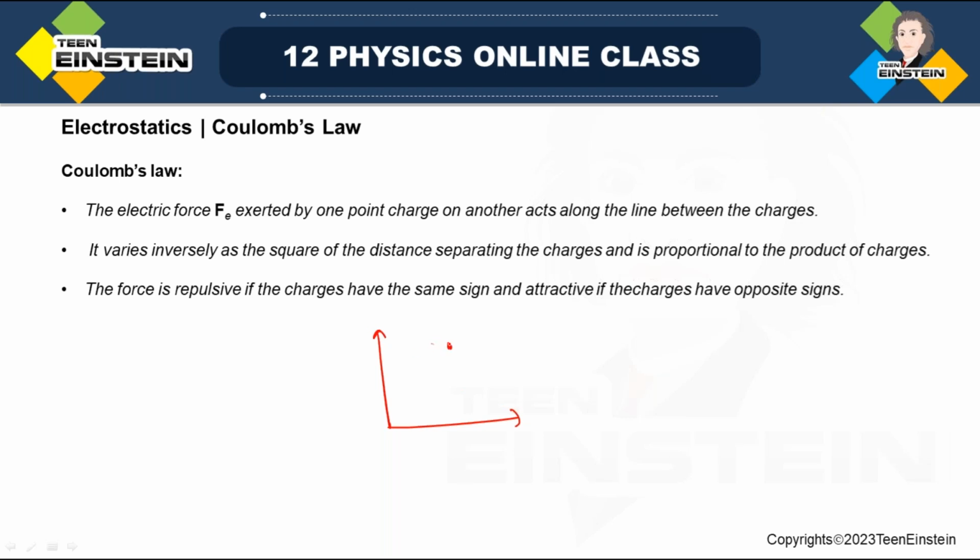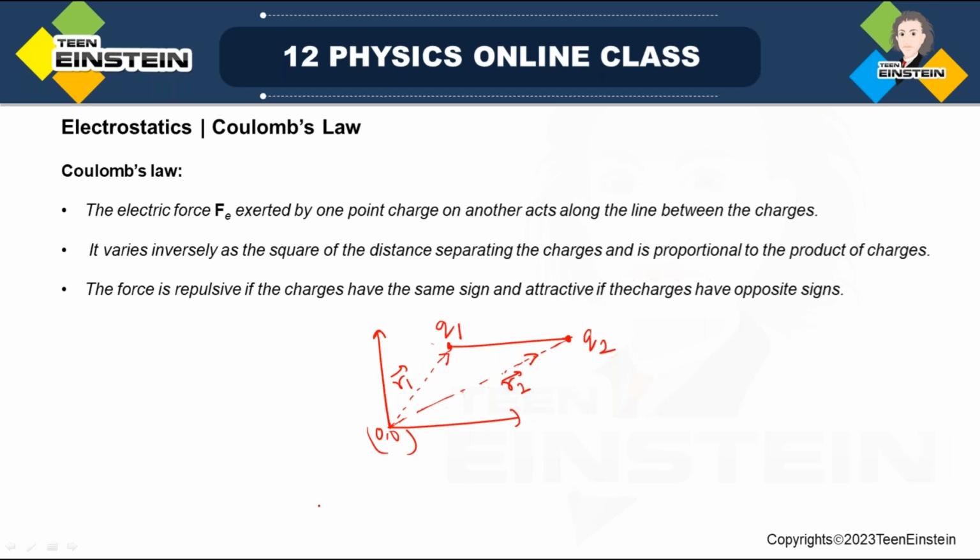Suppose Q1 is here and Q2 is here. So we must actually define position vector with respect to some arbitrary origin. Suppose this is R1 with respect to this origin, and position vector of this is R2. So this is how we need to define. Position vector of Q1 is R1 and this is R2.